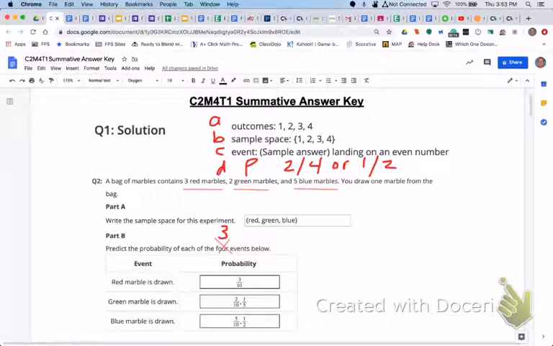Hi Course 2, just want to take a couple of minutes to go through the answers for the Mod 4 Topic 1 Summative Assessment. For question number 1, you needed to use a spinner to answer questions A through D.